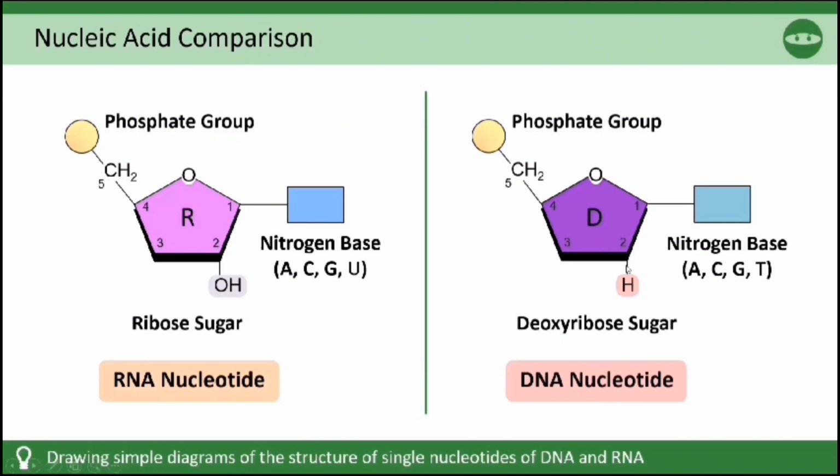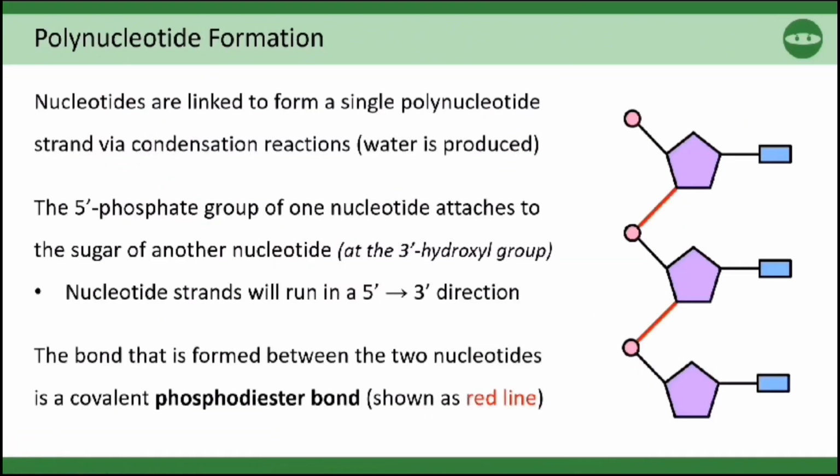And for DNA, you will have the deoxyribose sugar, the phosphate group, and the nitrogenous bases A, C, G, and T, which stands for thymine, which is present only in DNA but not in RNA.